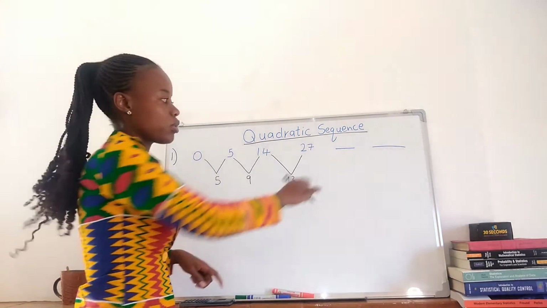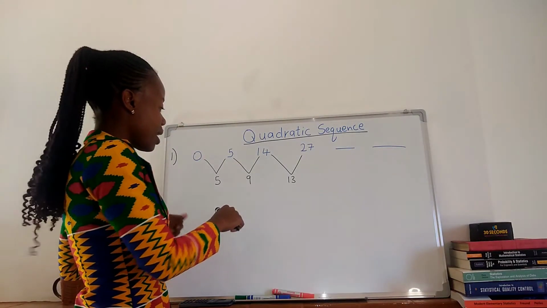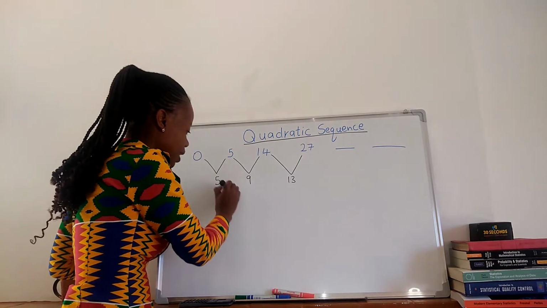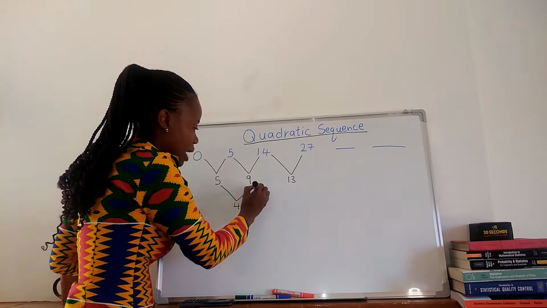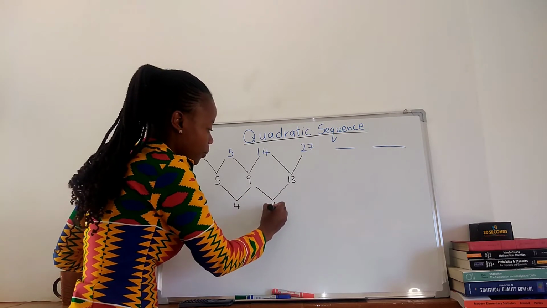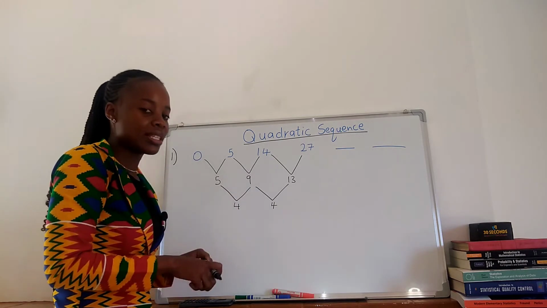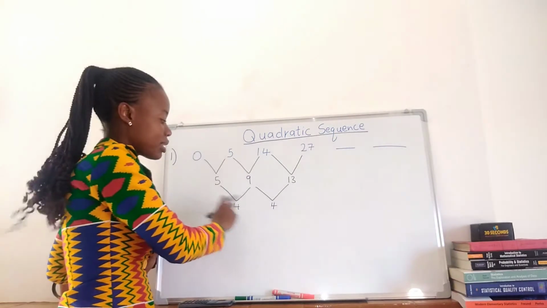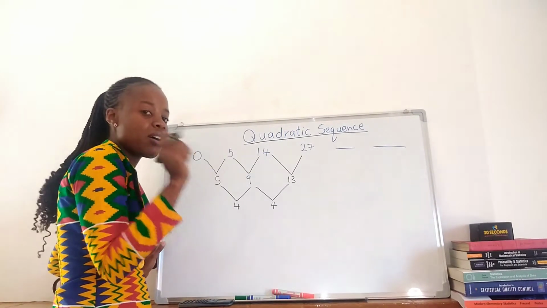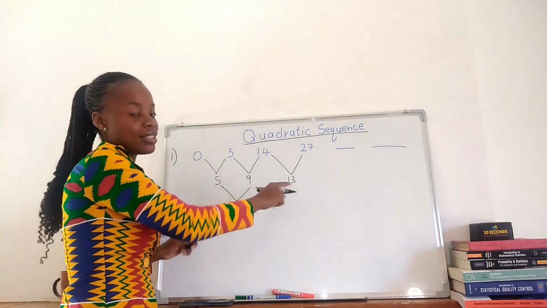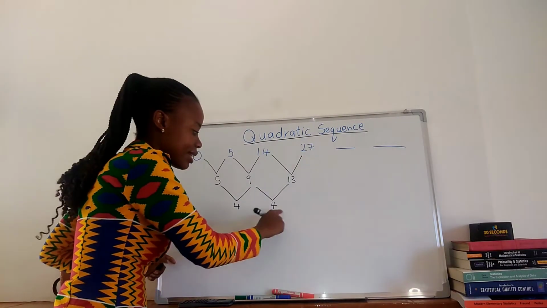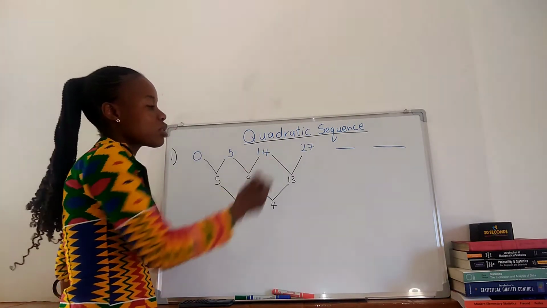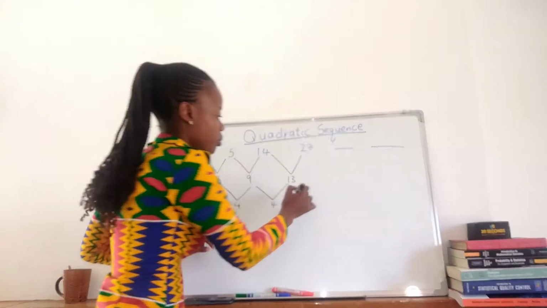13. We're going to find the next two terms. From 5 to 9, we have added 4. From 9 to 13, we have added 4. This is why this sequence is a quadratic, because the second difference is the same. Remember, for linear, the first difference is the same. But for a quadratic, the second difference is supposed to be the same. Okay, so let's continue with our sequence.